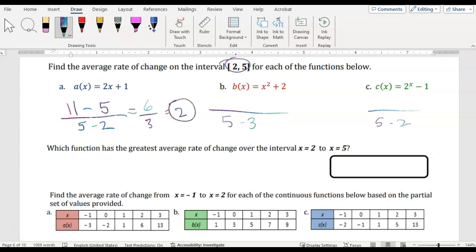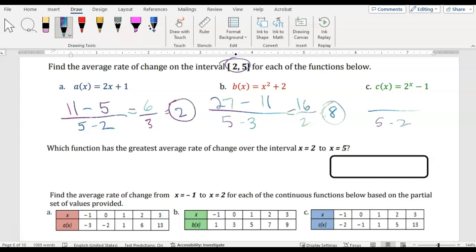Here, I'm going to plug in 5 for x, so I'll get 25 plus 2 is 27. And then I'm going to plug in 3 for x. 3 times 3 is 9. 9 plus 2 is 11. And 27 minus 11 is 16, over 2 is 8.